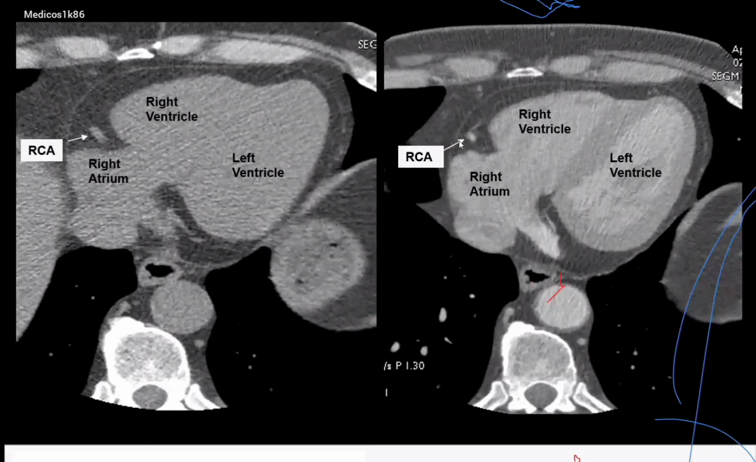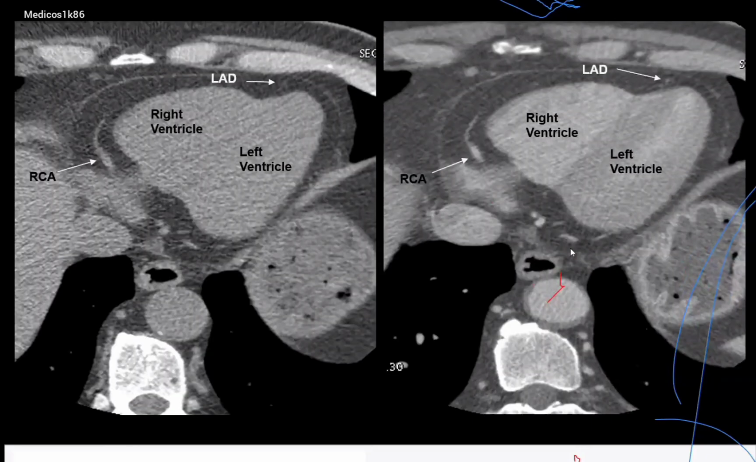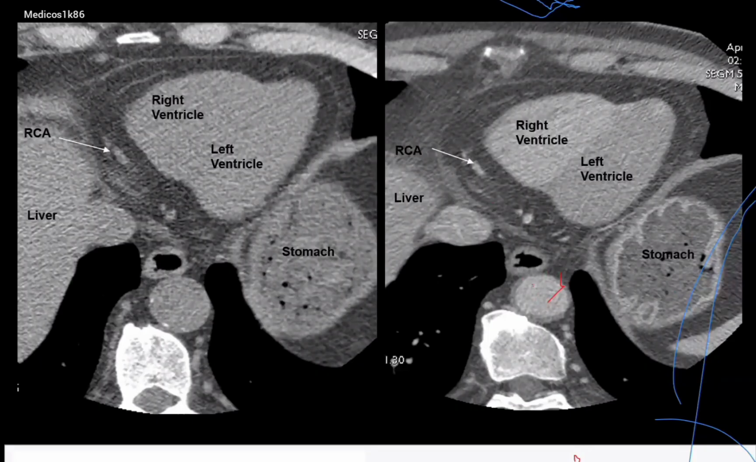And the RCA continues. There are many vessels here. The big one is the vein, and the other vessels are the PDA and PLB. But which one is PDA and PLB? When we move it, there is the liver, RCA, ventricles, and the stomach is here.